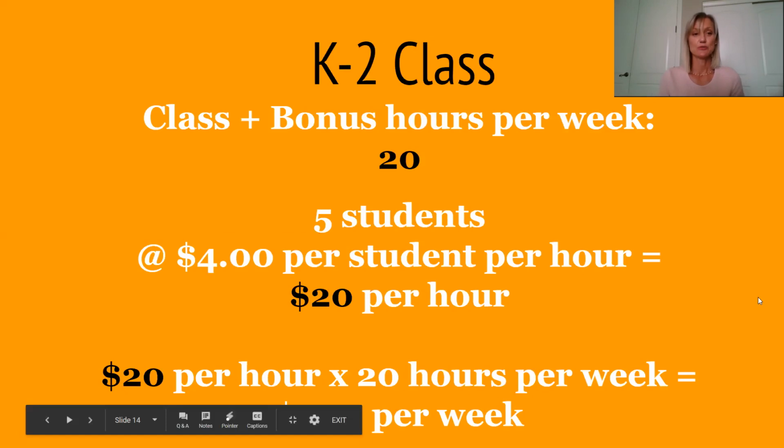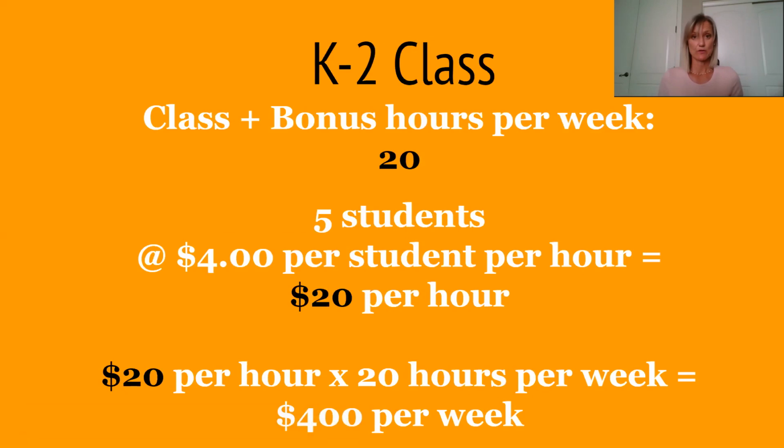If you have K2, your class plus your bonus hours are 20 hours per week. If you have 5 students at $4 per hour, that's $20 per hour that you will earn. So $20 per hour, 20 hours per week, that's $400 per week if you have the minimum number of students.